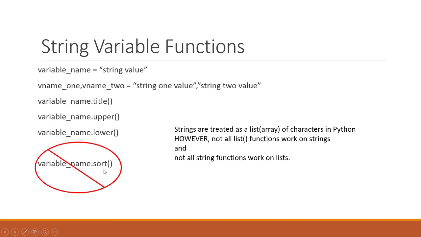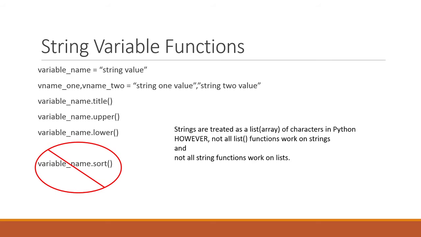variable_name.sort will not sort the characters. And so I'm going to give you a little teaser for the next chapter. In the next chapter, we're going to be talking about lists, which is similar to what you would look at in arrays in Java. So strings are treated as a list of characters, an array of characters in Python. However, it's a unique list. And not all list functions work on strings, like the sort function. And not all string functions work on lists.